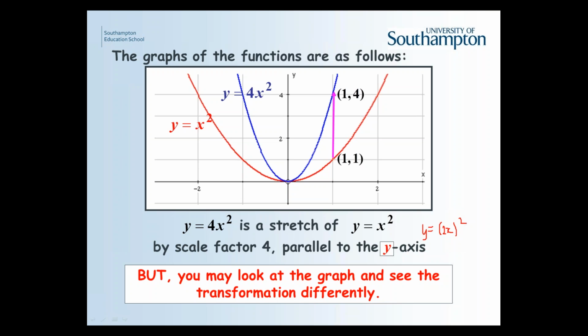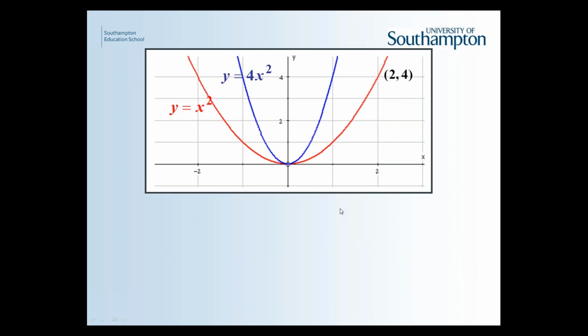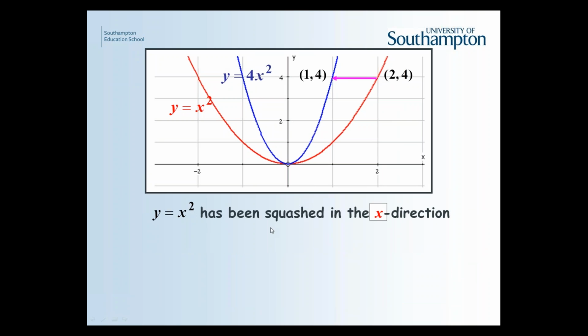The other way of looking at this graph is that we could have taken the 1, 1 and we've halved the x value to get a half, 1. So here, the point 2, 4 has in fact now become 1, 4 because we've halved the x value. So you can either think of this graph as a stretch parallel to the y-axis of scale factor 4, or a stretch in the x-axis.